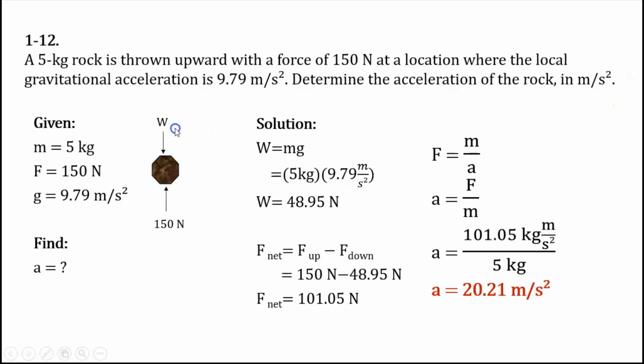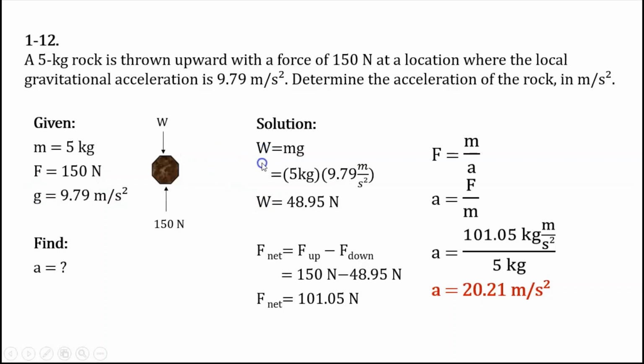So take a look on our diagram. So we have here the forces acting on our rock. We have the upward force, 150 Newton, and the downward force, which is the weight of the rock, and it is unknown. Since in the problem, we have the given mass and the acceleration due to gravity, we can now solve the weight of our rock.